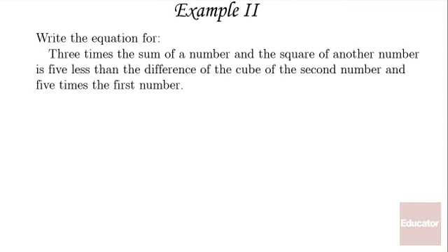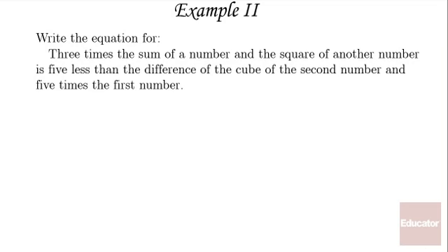Here's a longer example, but you use the same techniques. Write the equation for 3 times the sum of a number and the square of another number is 5 less than the difference of the cube of the second number and 5 times the first number. Now that's pretty long, but we're going to follow the same strategy.